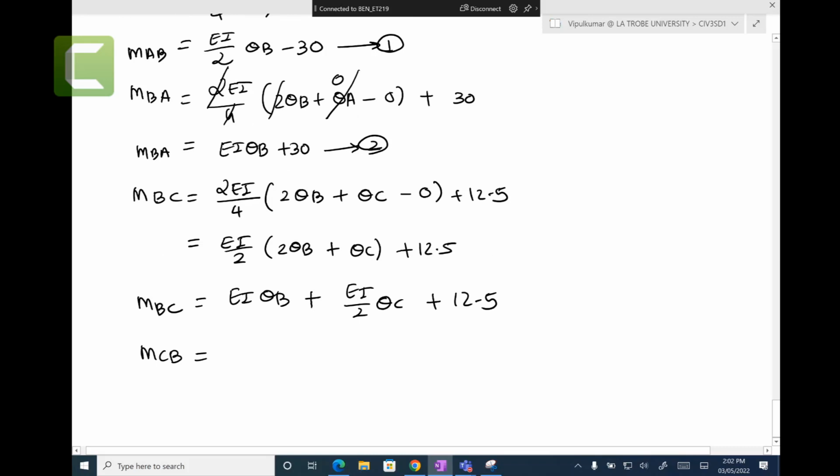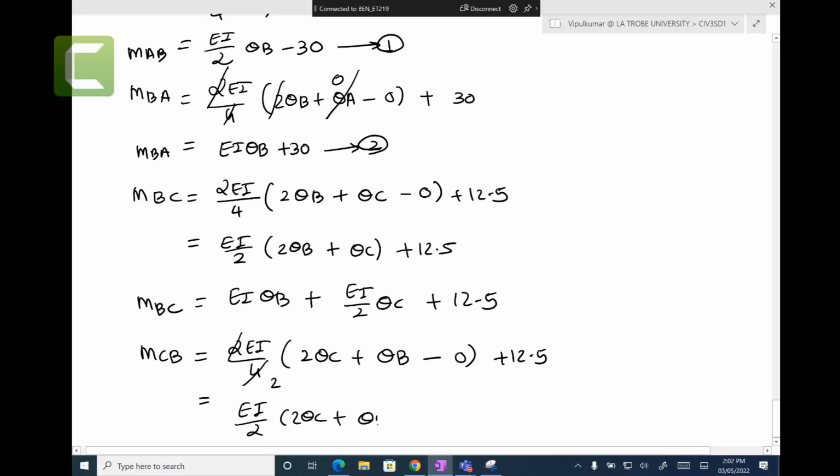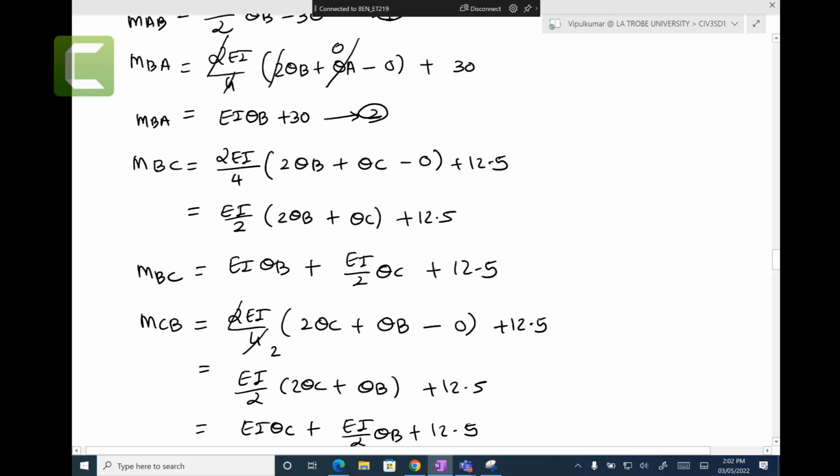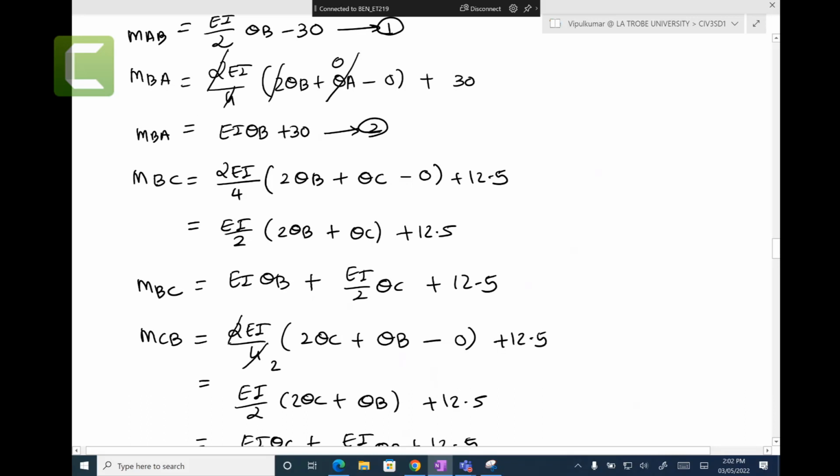MCB equals 2 EI on 4, 2 theta C plus theta B, minus 0 plus 12.5. So EI on 2 times 2 theta C plus theta B plus 12.5. So EI theta C plus EI on 2 theta B plus 12.5. Are you following me, or is it too fast? Just stop here.